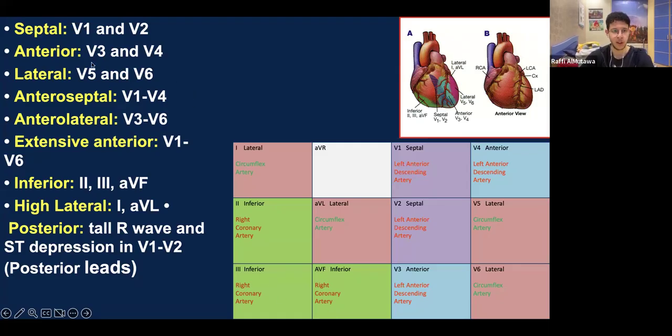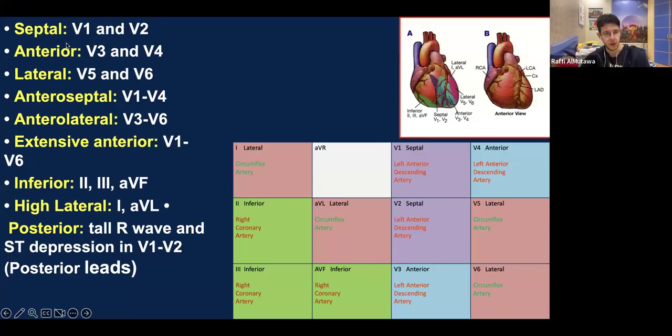Now, the right coronary artery also supplies the posterior heart. So as a result, if we have an ST elevation in 2, 3, and AVF, our assessment is not complete until we also do posterior leads, which is important because it helps us assess complications and things like that.